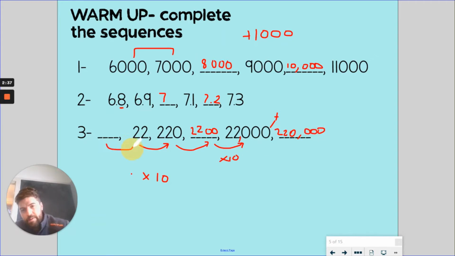Now if we want to go backwards in a number sequence, we're going to have to do the inverse of our forwards operation. So our forwards operation was multiply by 10. The inverse of that operation is going to be divide by 10. So we need to divide 22 by 10. If I divide 22 by 10, I'm going to move those numbers along to the right, the place value columns. That's going to give me 2.2. Number 3 was a tricky one there. So don't worry if you can't get that one.